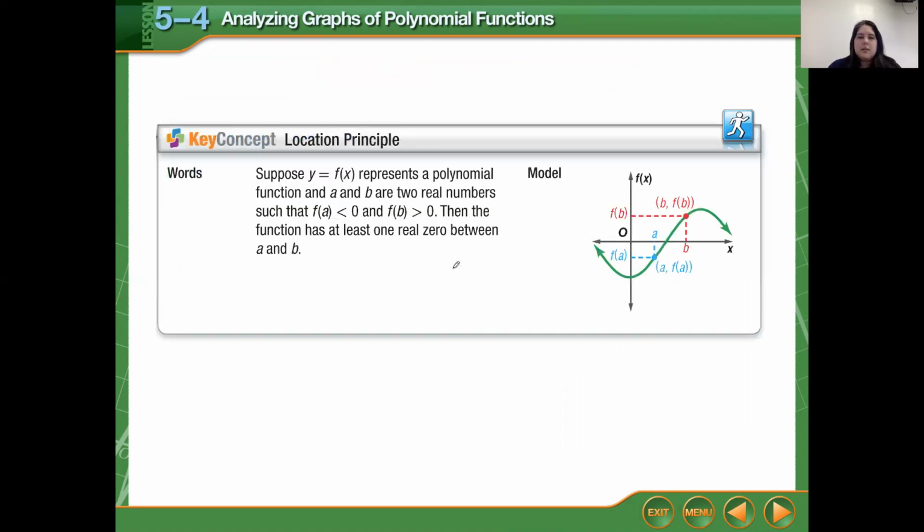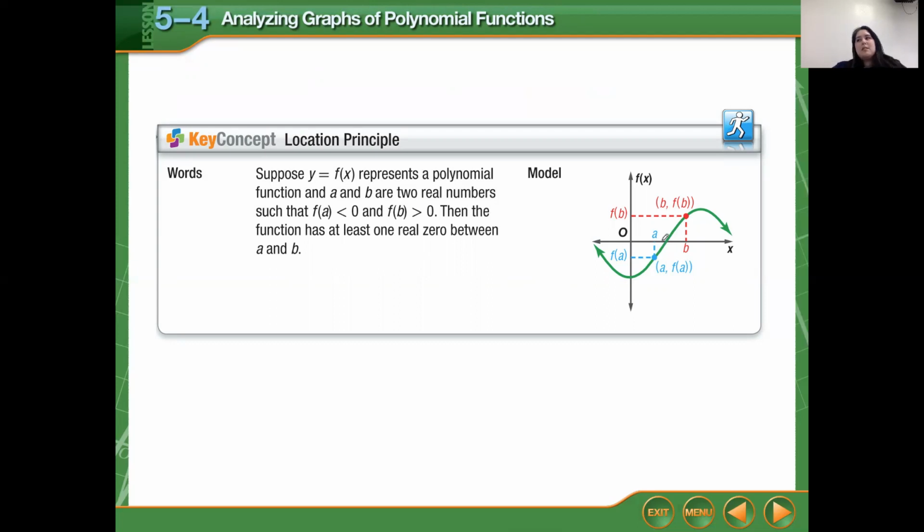All right, next we're going to take a look at the location principle. Location principle is just saying that if I have a point that's below the x-axis and a point above the x-axis, somewhere in between I should cross the x-axis, is really all this is saying, in very much math speak.